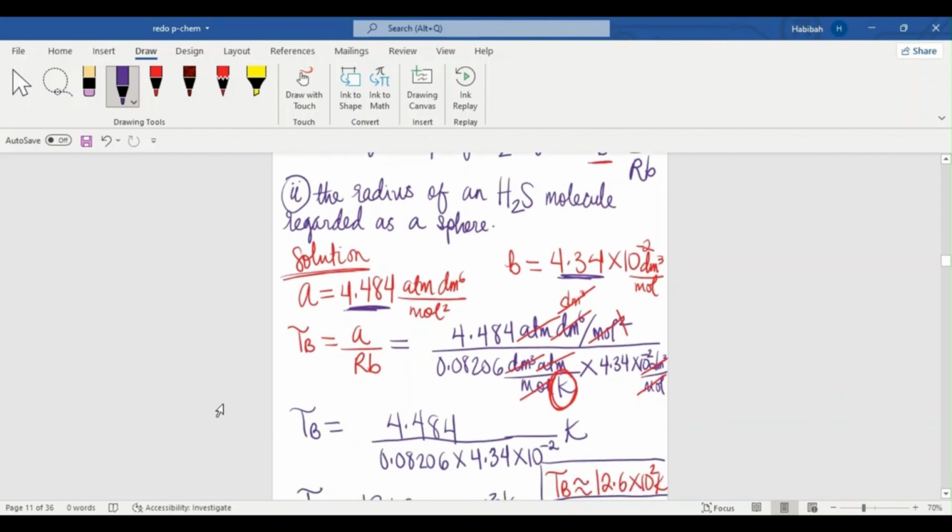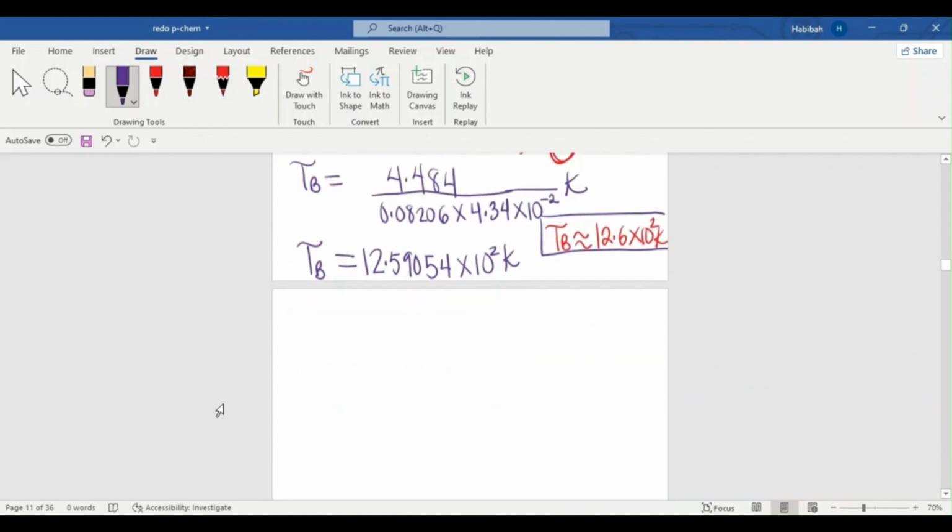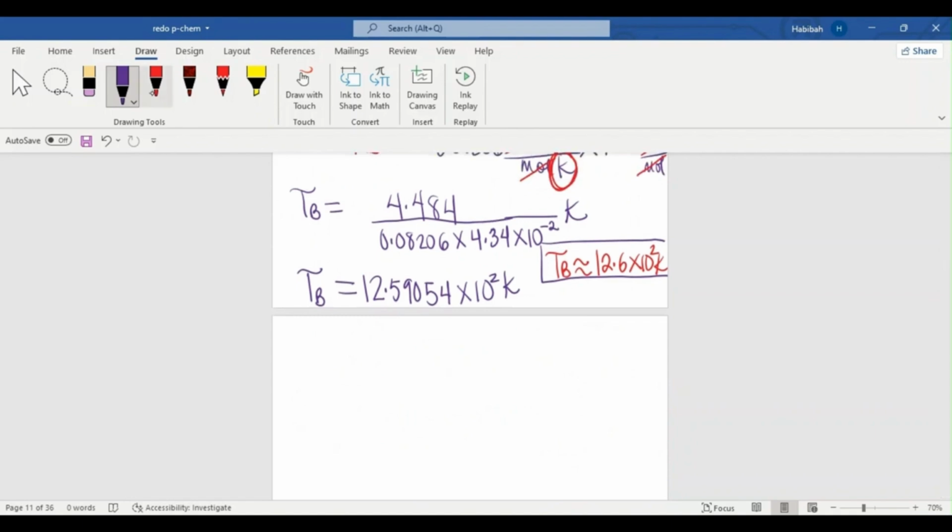Now we're not done. The second question asks us to find the radius of H2S molecule regarded as a sphere. So solving the next question, let me use the red marker. We're asked to find the radius of H2S molecule. Now, it's important for you to know when you're dealing with a van der Waals gas that the formula for finding the radius regarded as a sphere is b approximately equals 4 times the volume of the molecule times Na, where Na is the Avogadro's constant, 6.022 times 10 to the power 23 per mole.